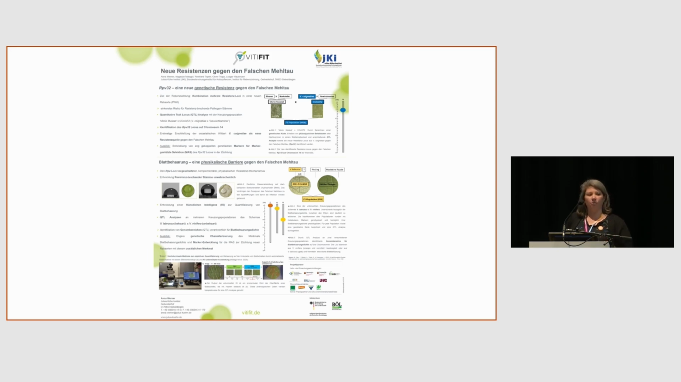So all of the features are to be characterized and examined further, and we also want to find the genetic markers for them. And in the next step, we want to use them in cultivation in order to be able to cross these new resistances against downy mildew into new grape varieties. If you have any more questions, we'll be happy to answer them at the booth.